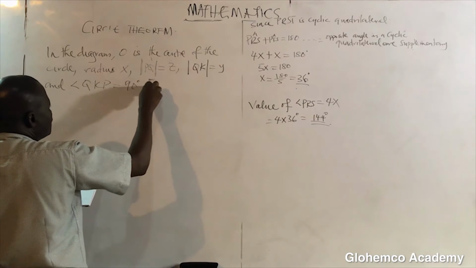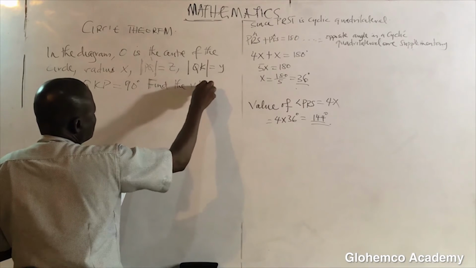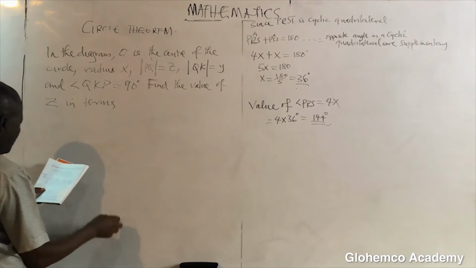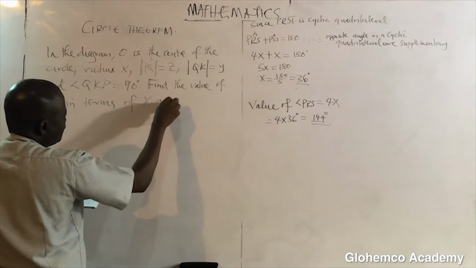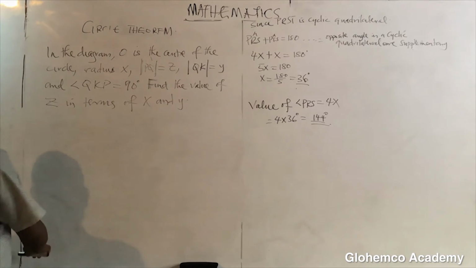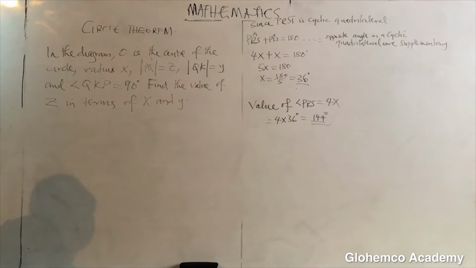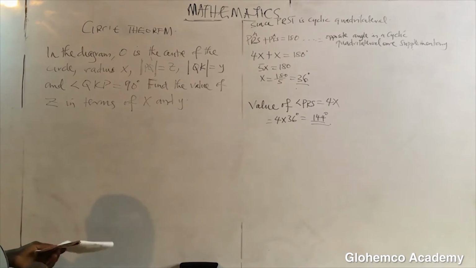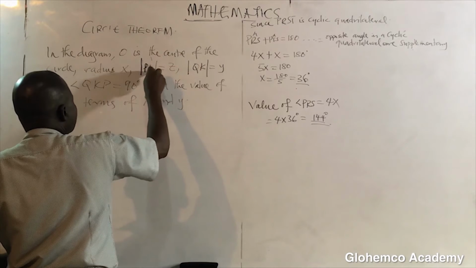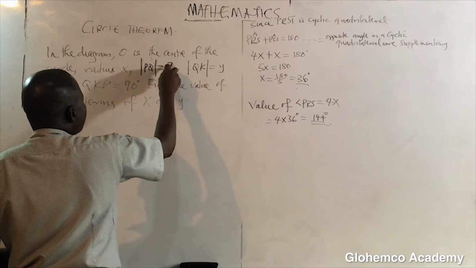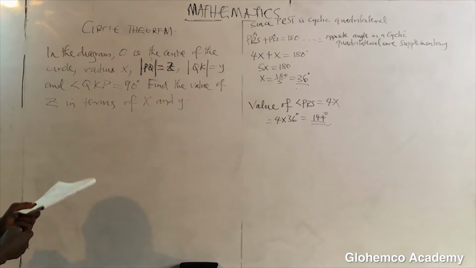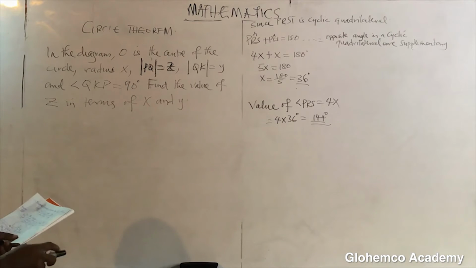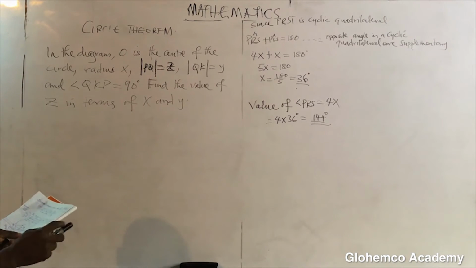You have to find the value of z in terms of x and y. In the diagram, O is the center of the circle. Radius x. And PQ is z. QK is y. And angle QKP is 90. We are to find the value of z in terms of x and y.